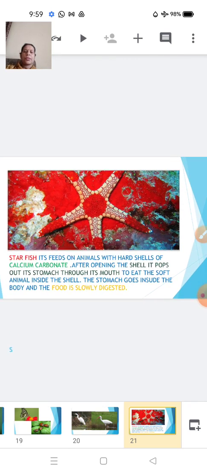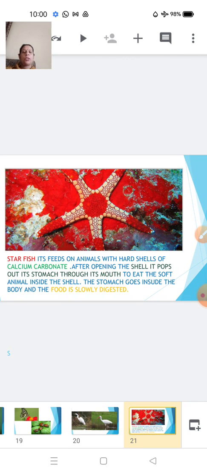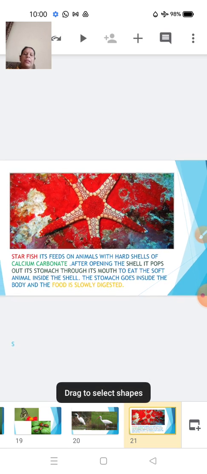Children, here comes your starfish. It looks very beautiful. Yes, it is very beautiful. It feeds on animals which have a hard shell of calcium carbonate. It is basically found in water. After opening the shell, it pops out its stomach through its mouth and eats the soft animal inside the shell. The stomach goes back inside the body and the food is slowly digested. So this is the mode of taking in food by your starfish.